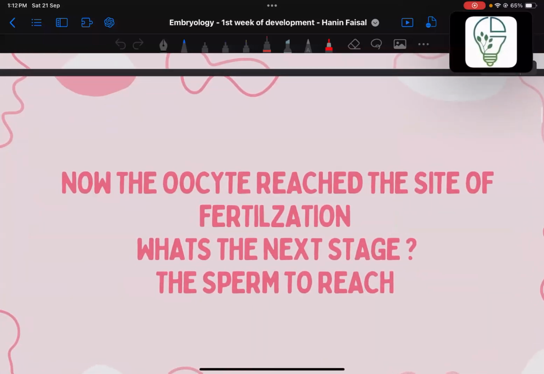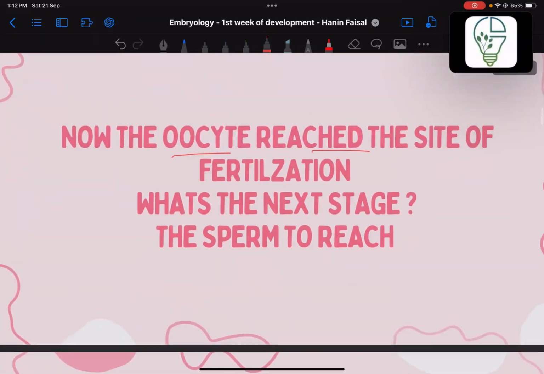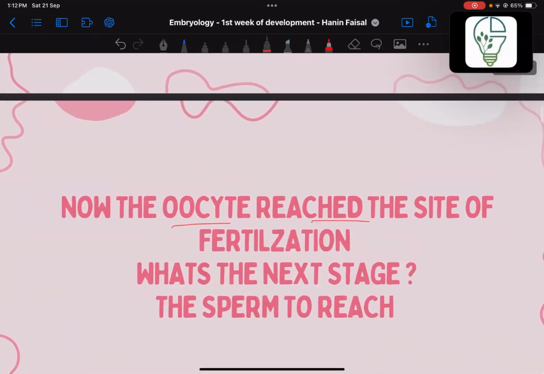Okay, so now the oocyte reached the site of fertilization. What's the next step? The sperm to reach. Because we said fertilization is when there's fusion of the oocyte and the sperm. They fuse together in the site of the ampulla. Now the oocyte reached the ampulla, and how did we say that happened? By ovulation.